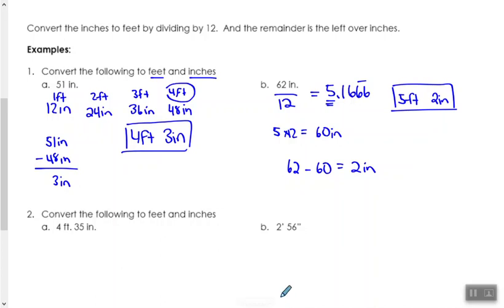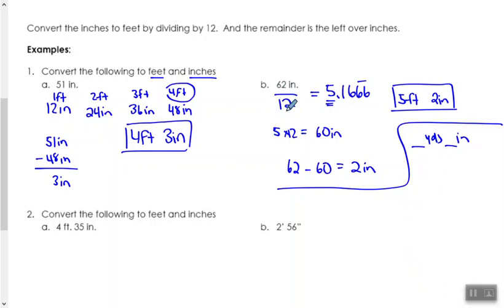Now, there is a question on your assignment where I ask you to turn it into yards and inches. So that would be a little bit different. So I'd have to figure out how many yards there would be in, for example, 62 inches. So this isn't a question that you have here on your notes, but let's actually figure that out anyway, so you know what to do. So let's say I wanted to turn 62 inches into yards and inches.